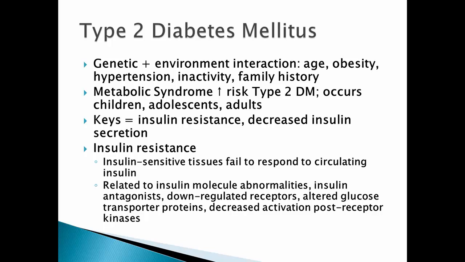We also know that type 2 diabetes is part of the metabolic syndrome. Metabolic syndrome increases the risk of developing type 2 diabetes, or it may be a part of the syndrome itself. And this metabolic syndrome occurs at all ages and all genders. Metabolic syndrome is characterized by an increase in the waist circumference, elevated triglyceride levels, decreased high-density lipoprotein cholesterol, hypertension, and hyperglycemia. So that's that metabolic syndrome.